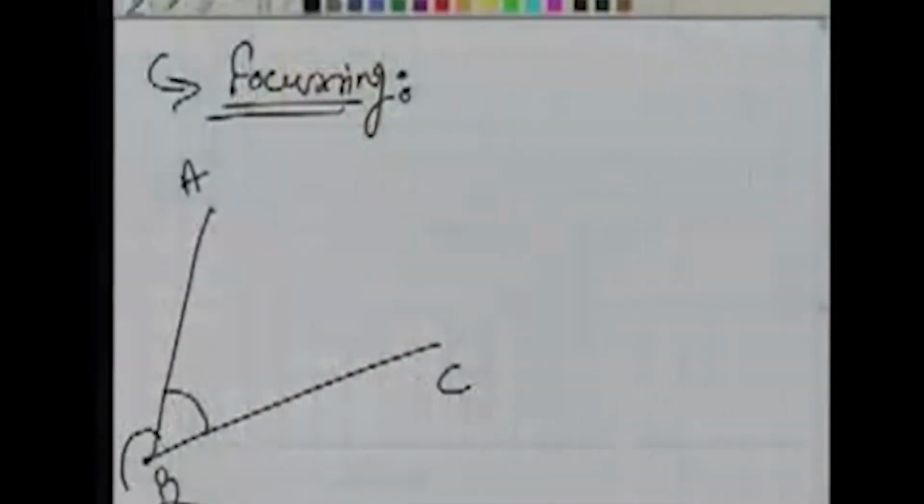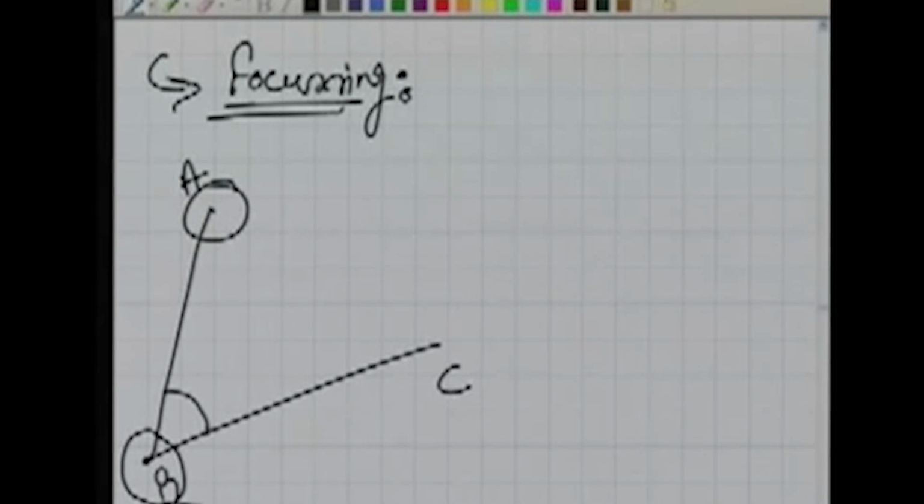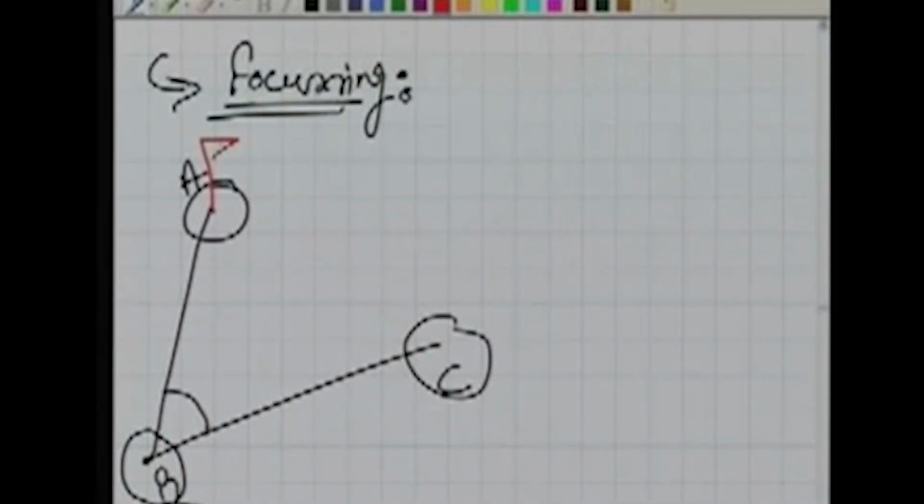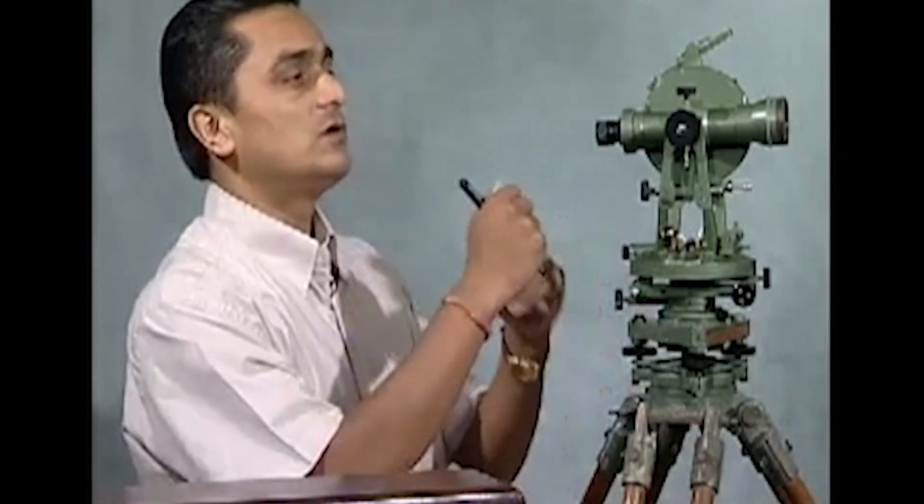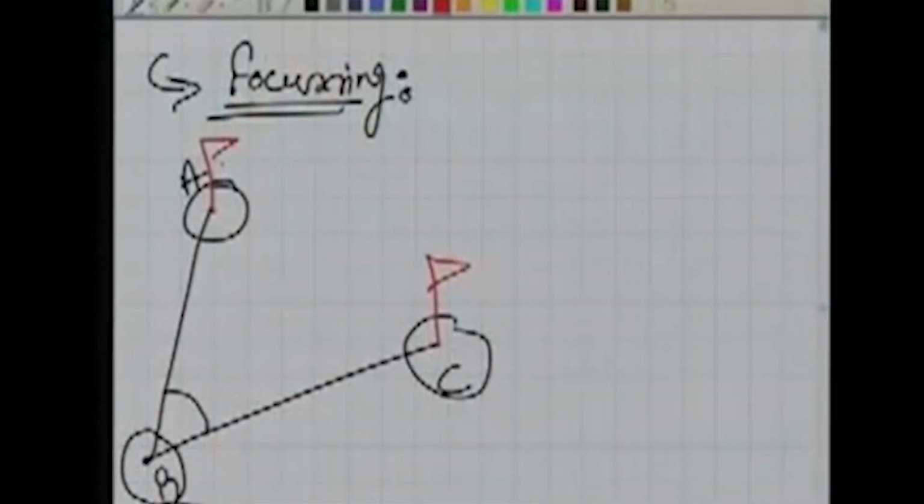Next step will be, for example, let us say this B point is where I am standing. A is somewhere in this room on that side, and C is somewhere in this room on this side. At A there is something, either a tree or a ranging rod, some object which I need to bisect.